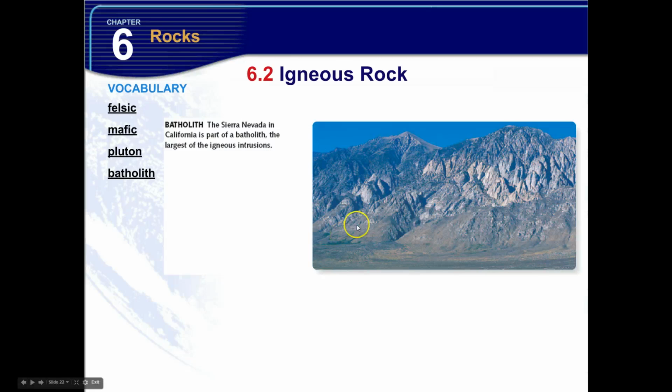And here's another picture of the batholith in the Sierra Nevadas. So you can see the huge plume of magma. It's actually been overgrown by some vegetation as well.